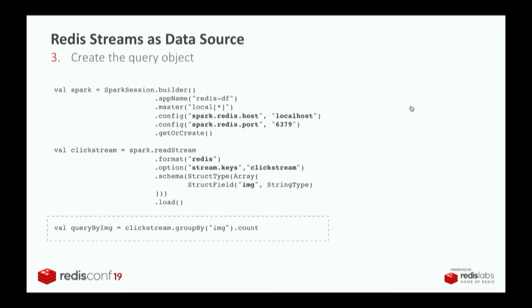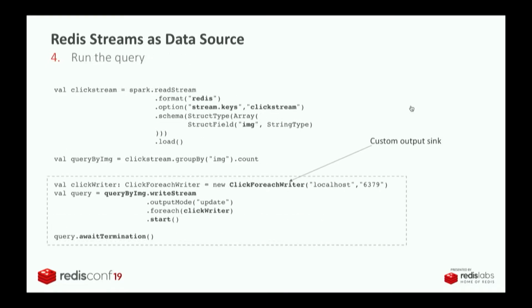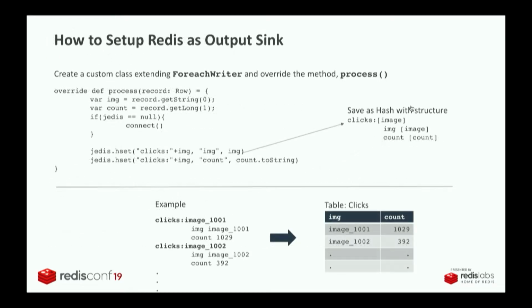And then I'm defining the query. So this is the query definition. I'm doing a group by image, and I'm doing a count. And finally, I'm dumping this whole thing to something called a for each writer. I'm doing a custom for each writer. And in that, I'm dumping things to Redis. And this is what I'm doing inside the for each writer.